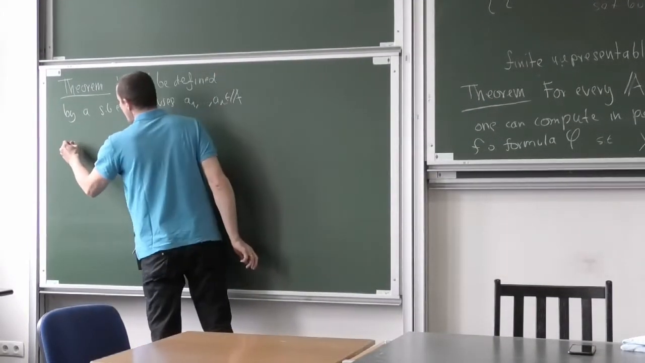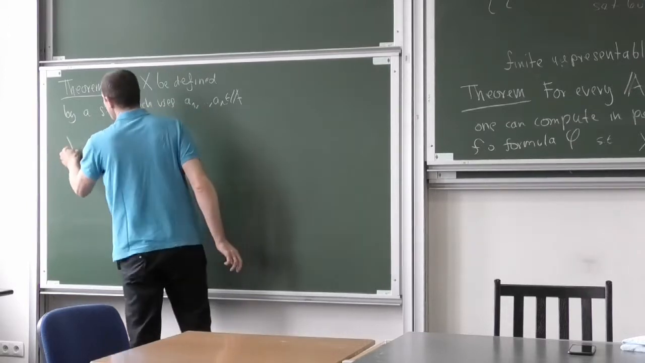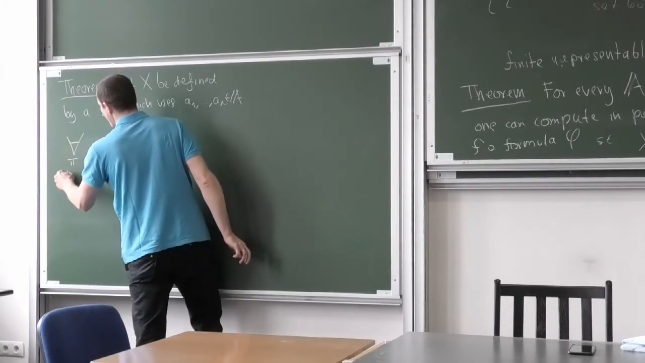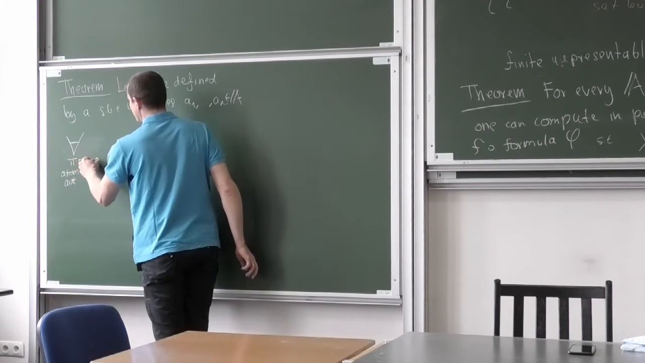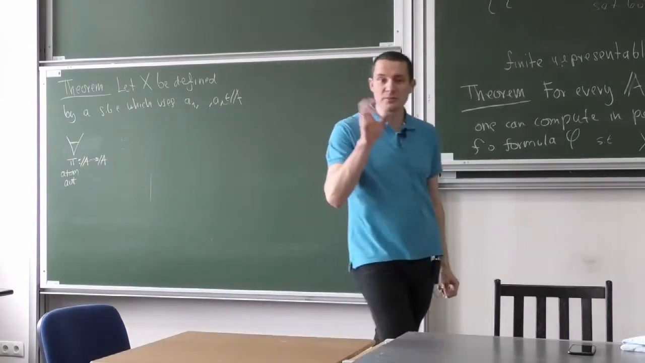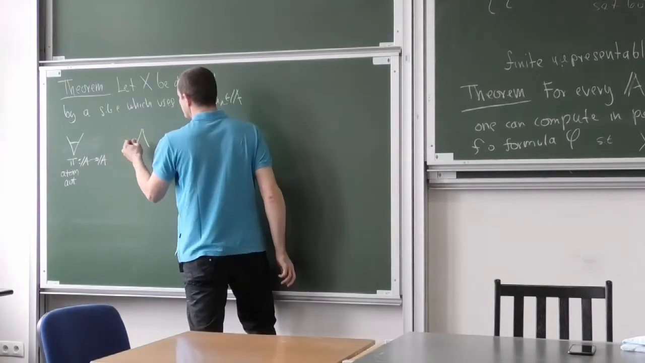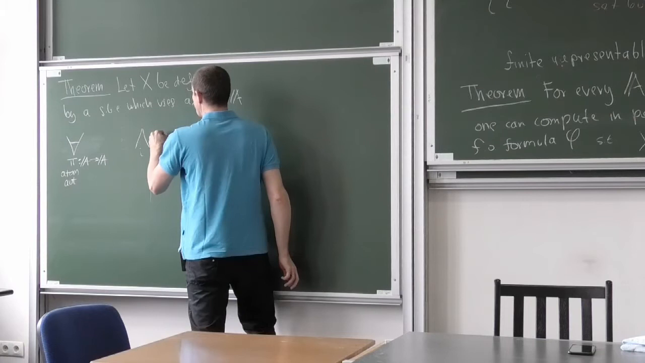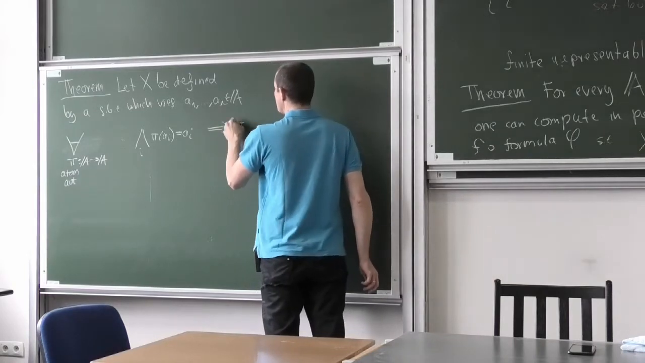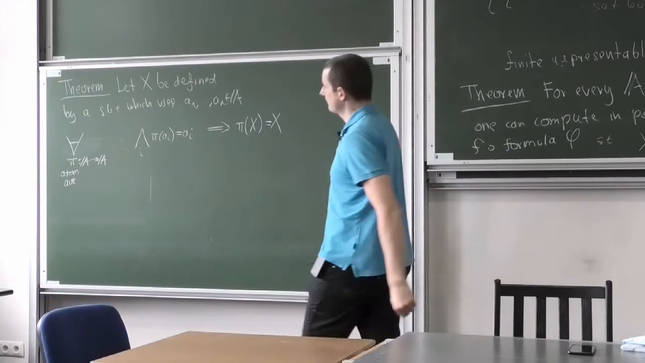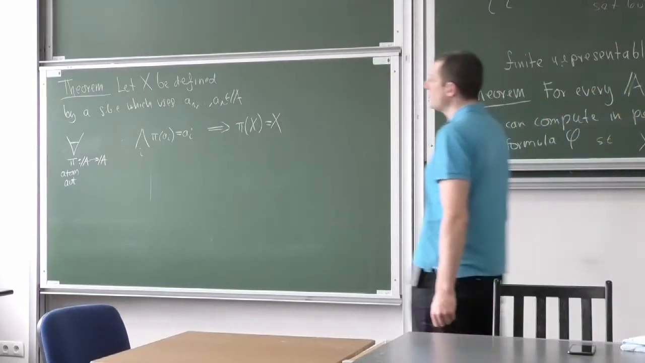Then, for every pi, an atom automorphism. So remember, it's a function from atoms to atoms, which is compatible with the structure, so it preserves the relations and the functions and so on. If it does not move the parameters, then it does not move the set. Okay? We argued this during the exercise session. I'll do it one more time. Just prove by example.